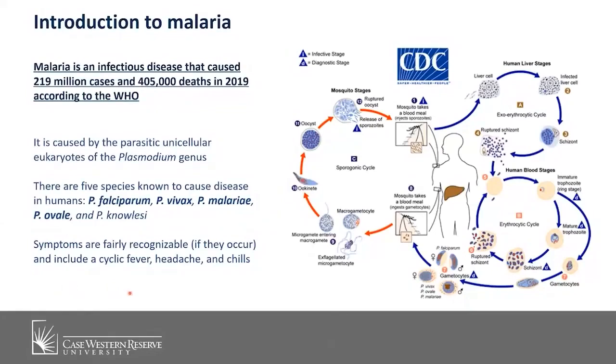If you live in an endemic region, symptoms of malaria are fairly recognizable if they occur, and include things like a cyclic fever, headache, and chills. I've highlighted this because a lot of my research deals with people who don't show symptoms. So it's really important to just assert that it's something that you can easily recognize if you've had it.